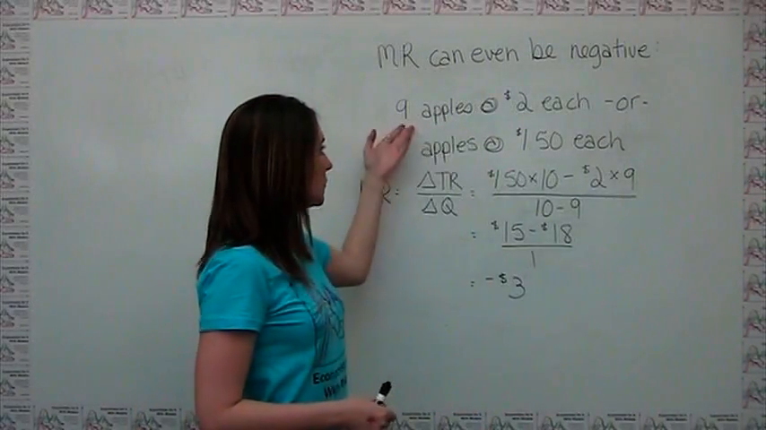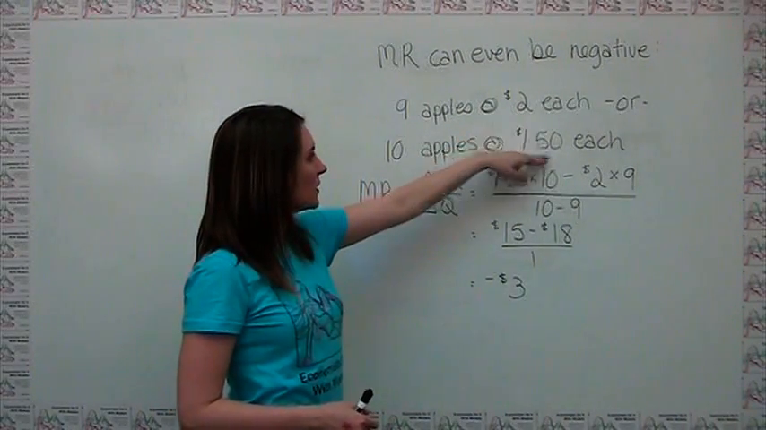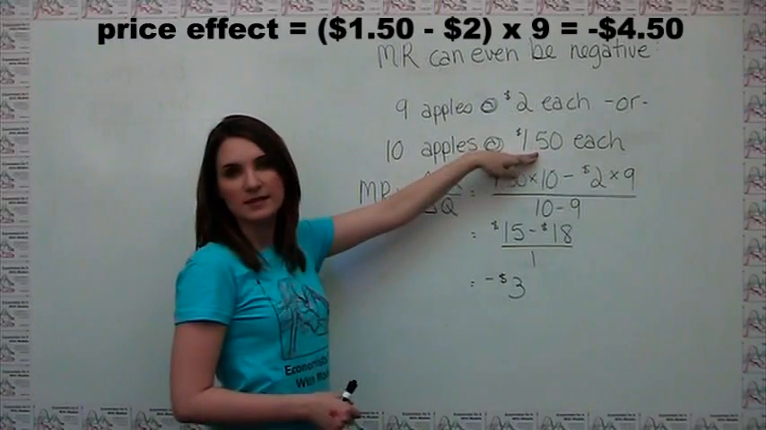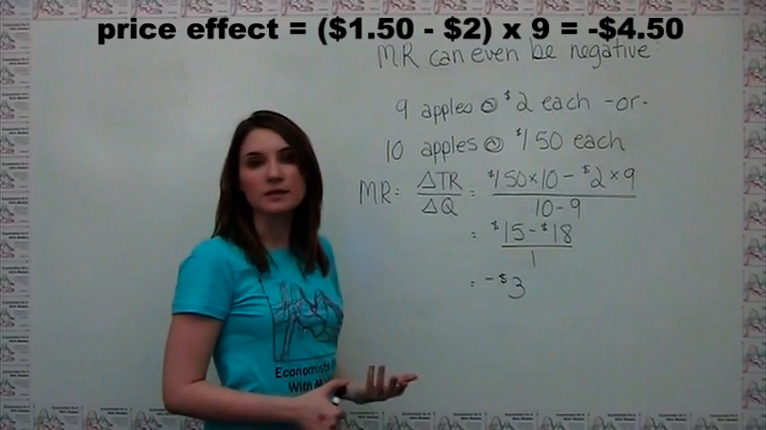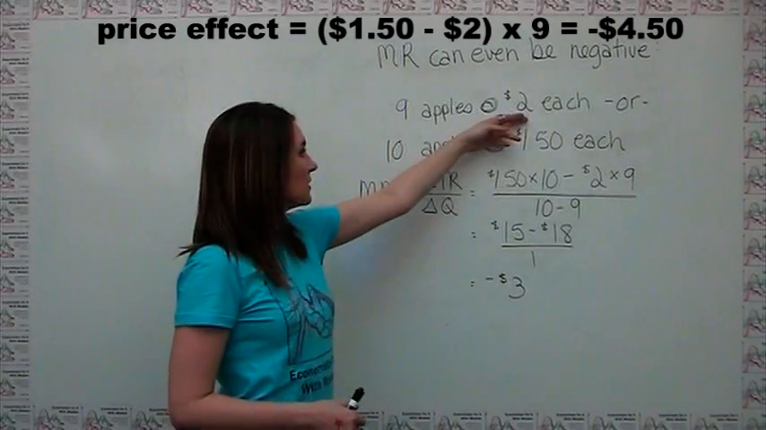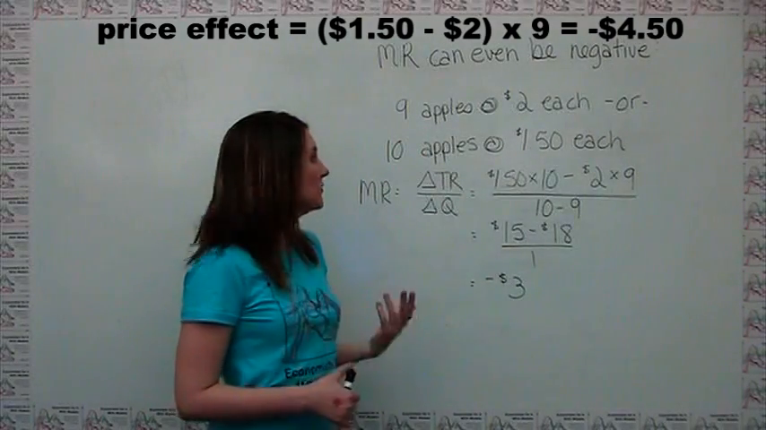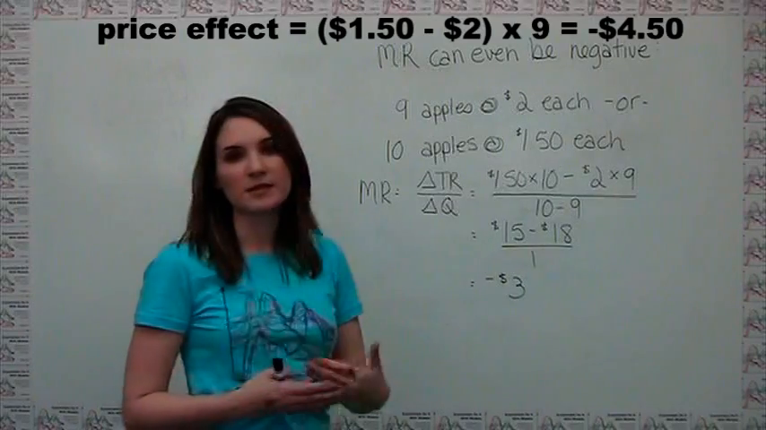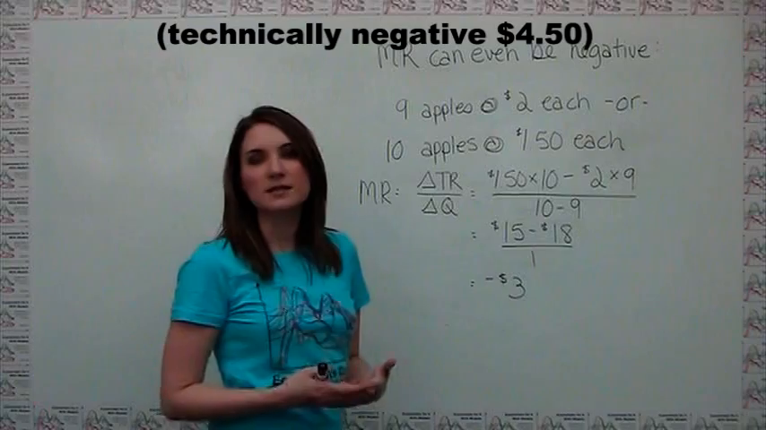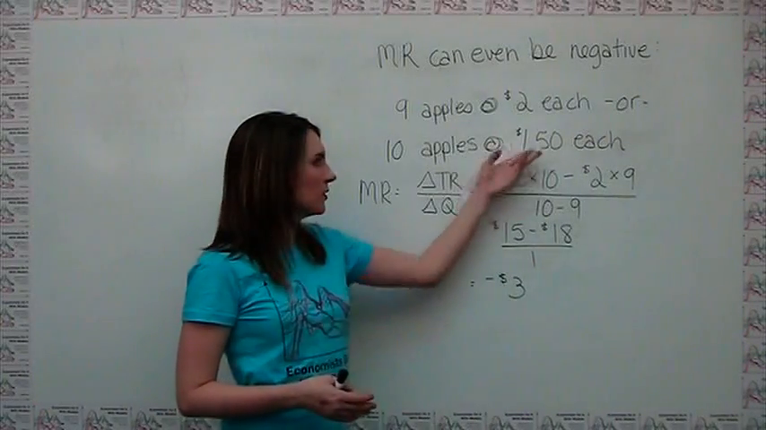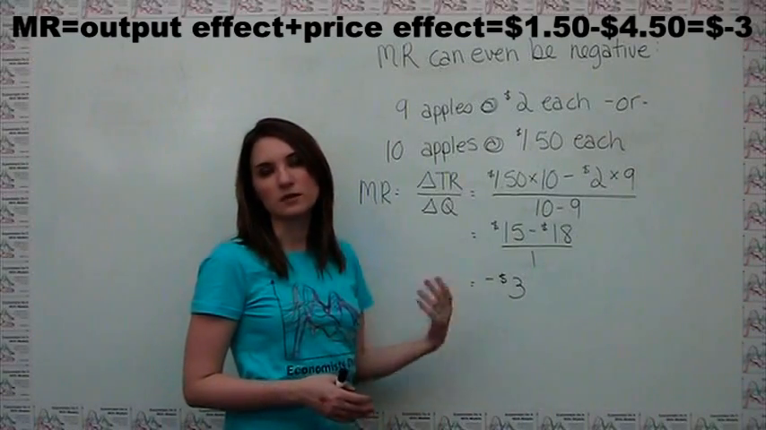Unfortunately, in this case, your price effect is the product of the lowering of the price, or 50 cents, times the apples that you had already been selling. So you're losing 50 cents on each of the first 9 apples when you try to sell that 10th apple, giving you a price effect of 50 cents times 9, or $4.50. So if your price effect is negative $4.50 and your output effect is $1.50, that gives you a negative number for your total, which is marginal revenue.